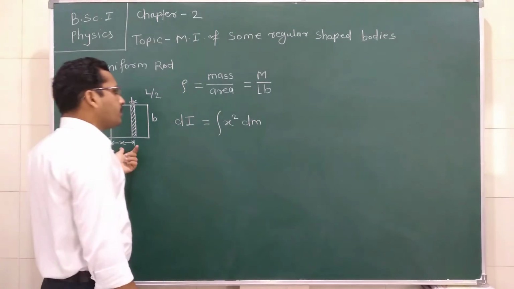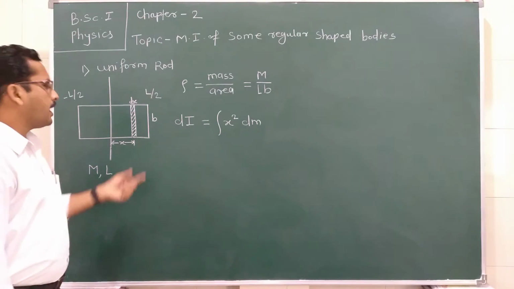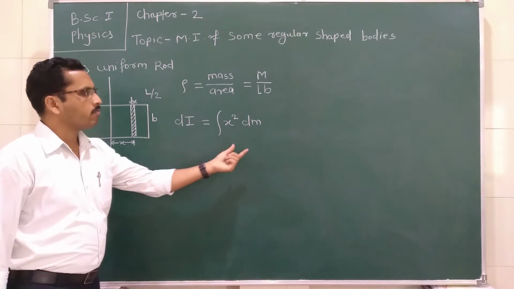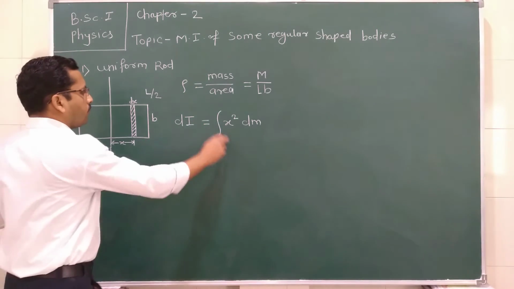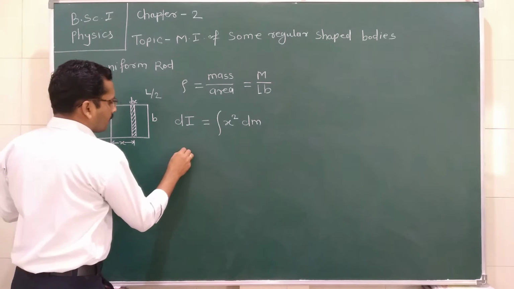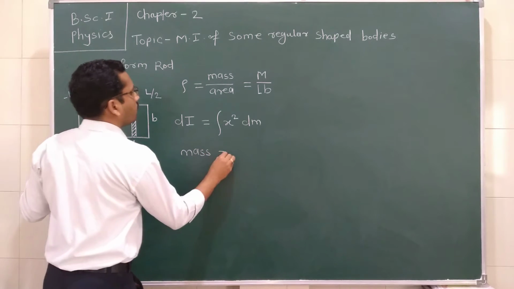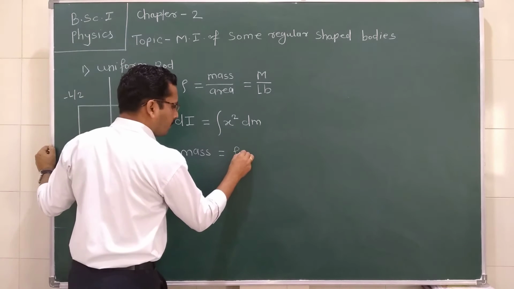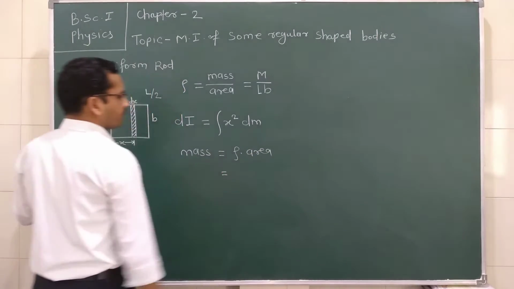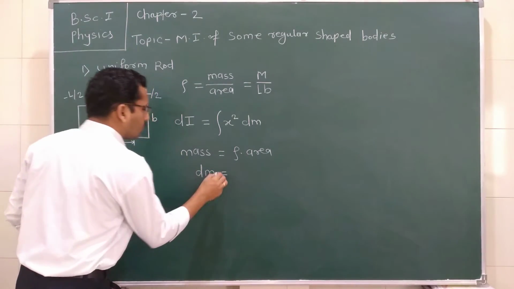So what is dm? dm is the mass of the small strip. And how can we calculate this mass of the strip? We can calculate this by using this formula. We know that rho is equal to mass upon area, so we can write this mass is equal to rho multiplied by area. So this mass of the strip is dm.